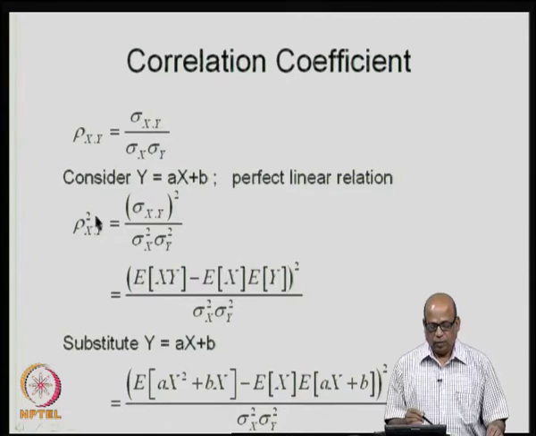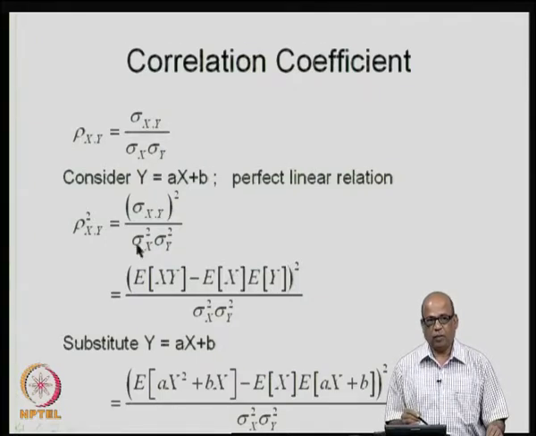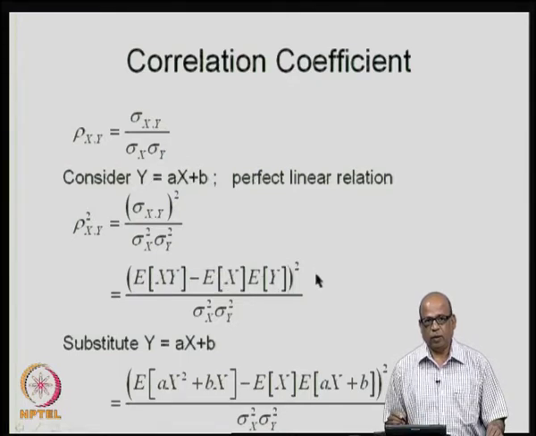Now, we consider rho x y square, which is the correlation coefficient square. We write this as sigma x y square divided by sigma x square sigma y square. And what is sigma x y? Sigma x y is expected value of x y minus expected value of x, expected value of y, and we are squaring the whole term. We will retain sigma x square sigma y square as they are right now, and then substitute y is equal to a x plus b.